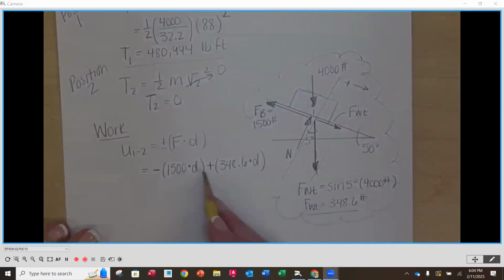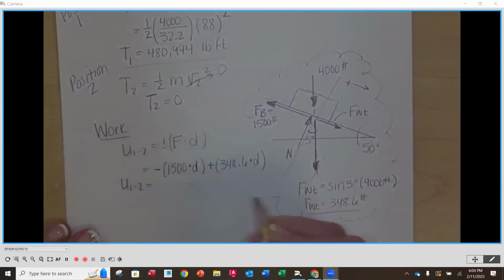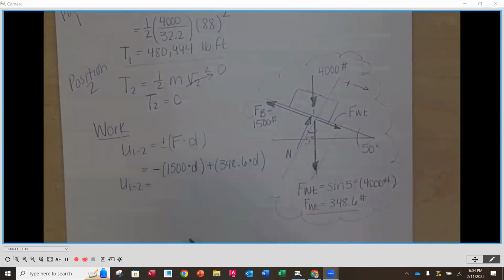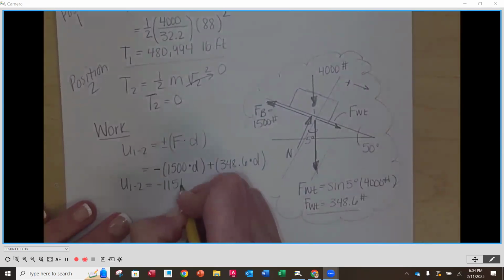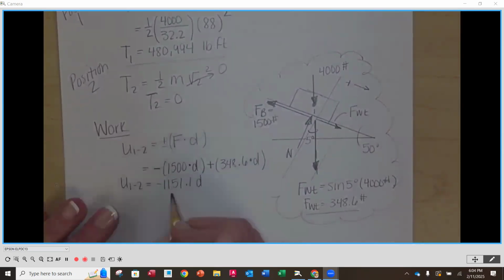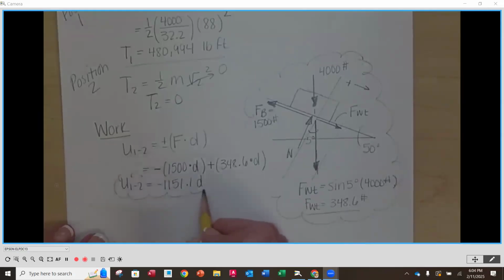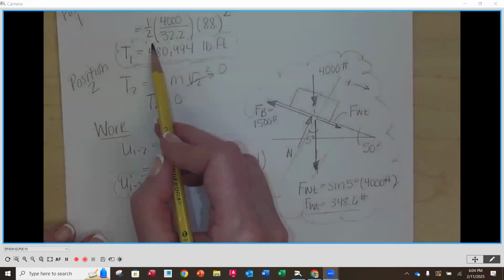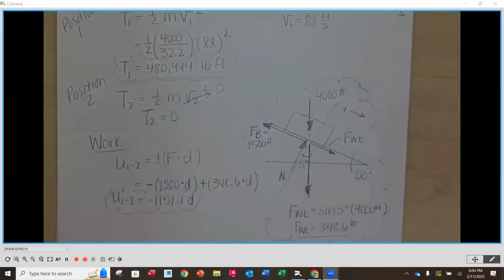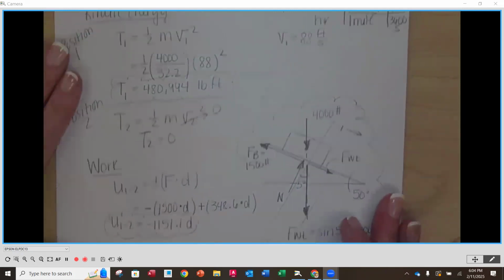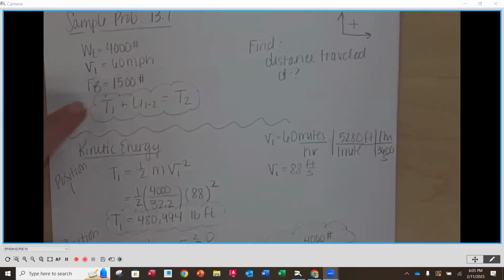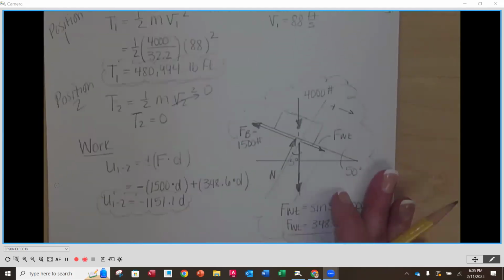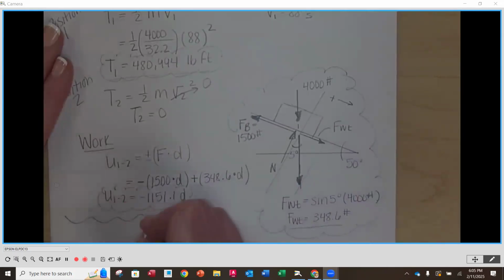So we can solve for D then. Not really solve for D yet, but U1 to 2 is going to be work in terms of D. It's going to be negative 1151.1 D. Okay. And that's going to be your work portion of that equation. This is going to be our kinetic energy, and that's going to be the work. So now that we have both of these elements, we can go back up to our work energy theorem, and we can plug these values in.